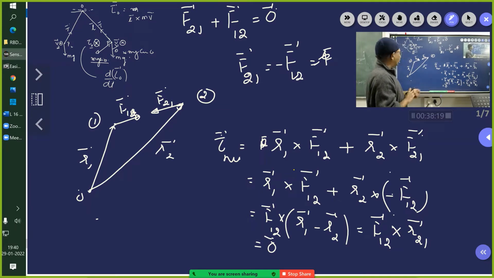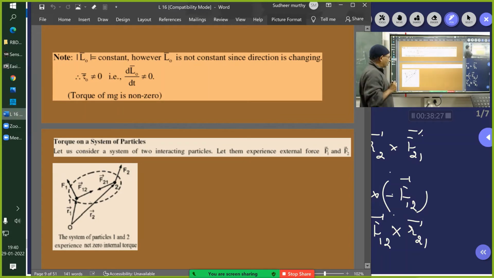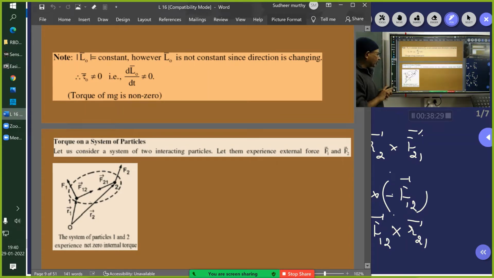So you should not fumble. Whatever is given there, just calculate the torque. And these two relations are important. Therefore, the proposition is that the torque due to the internal forces is 0. Whatever torque will be there is because of the external forces. But remember, the torque is always due to internal and external forces.